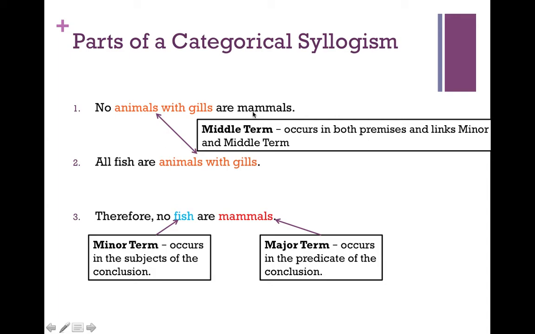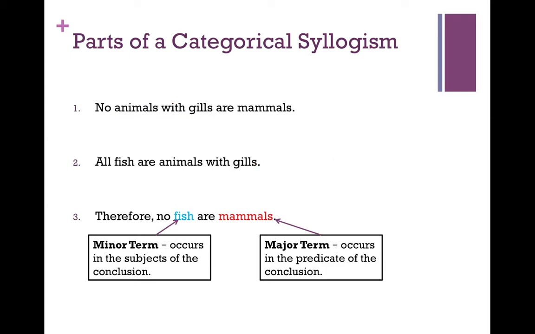It links the subject and the predicate. Sorry about this typo. It's really bugging me. That should say major term right there. But the middle term links the minor and the major term. All right, so we have that. We're going to get rid of that because I need to clear space to talk about two more parts here.